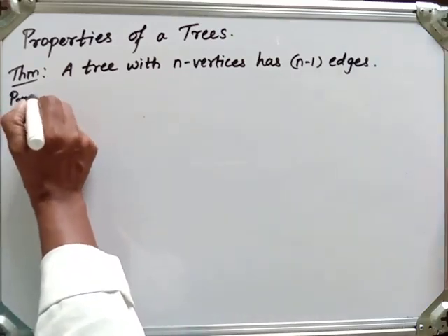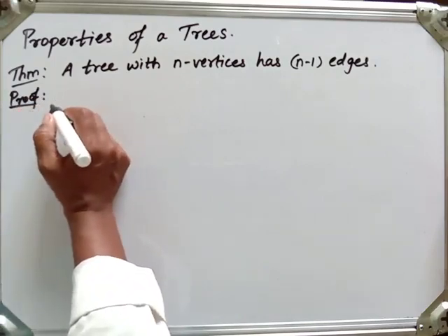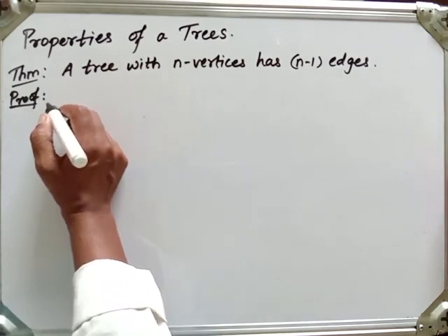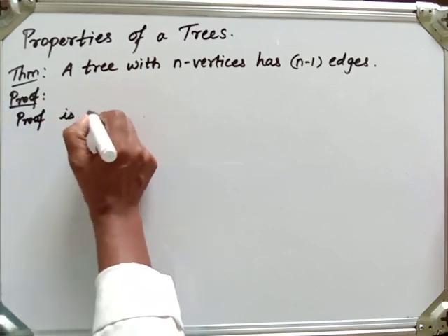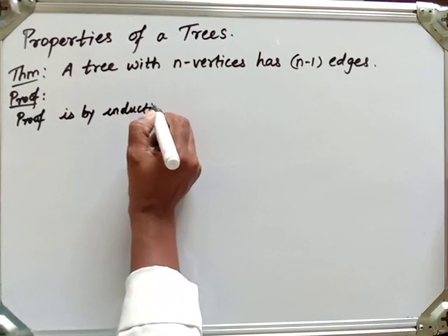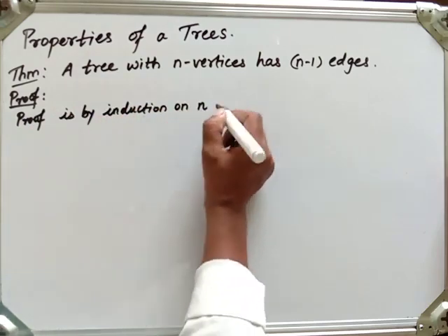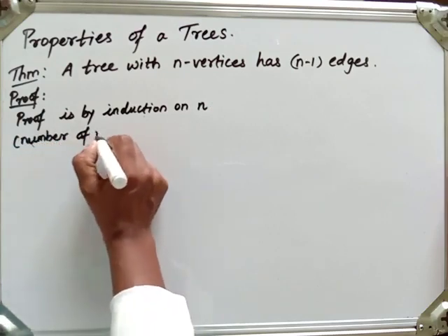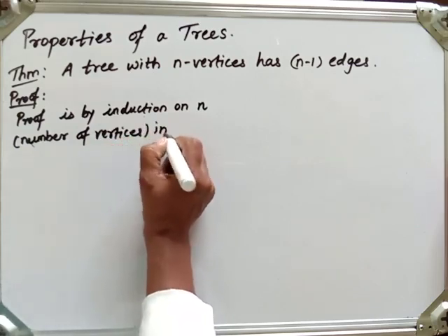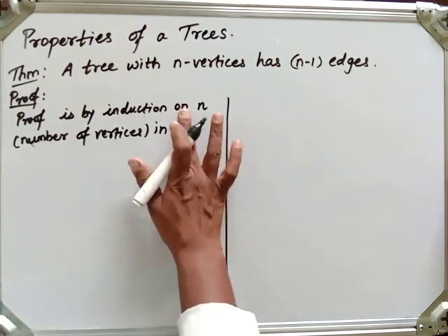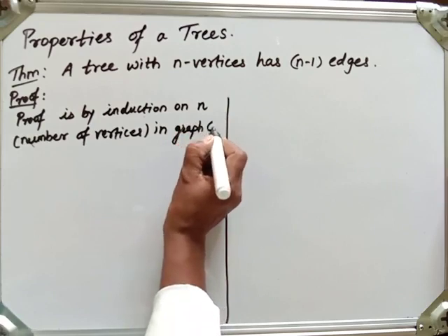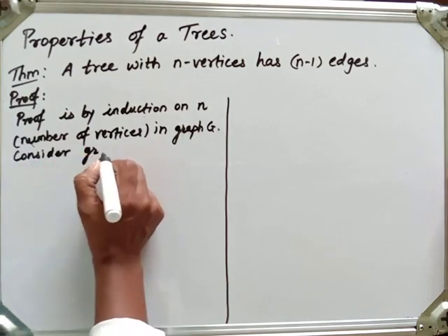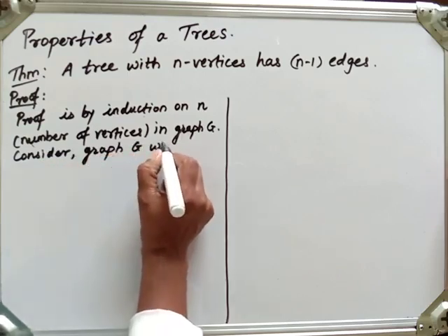Now let's see the proof of it. We will write this proof with the help of induction on n, that is the number of vertices in a graph G. So the proof is by induction on n, where n is the number of vertices in a graph G. Now consider a graph G with n vertices.